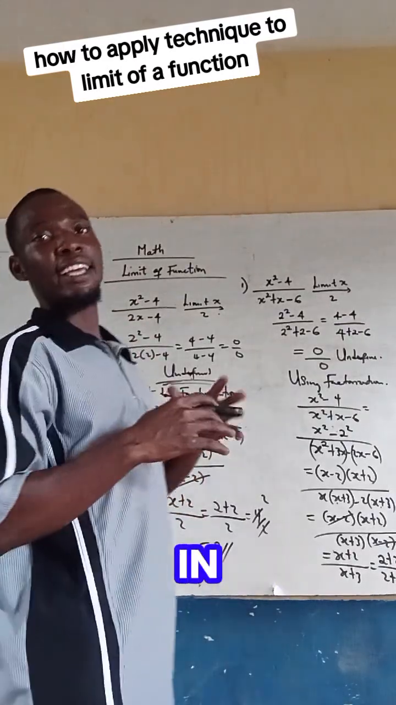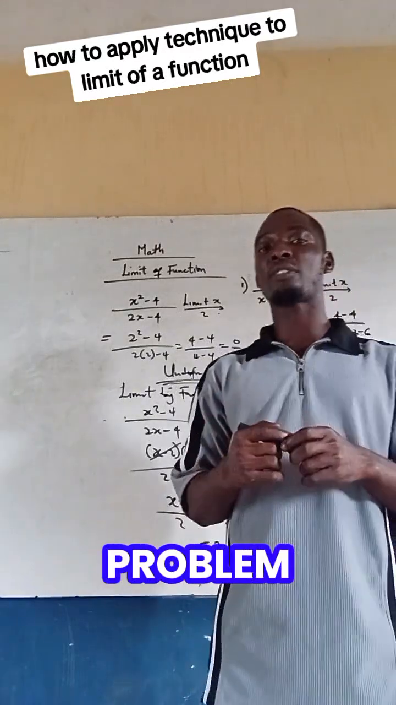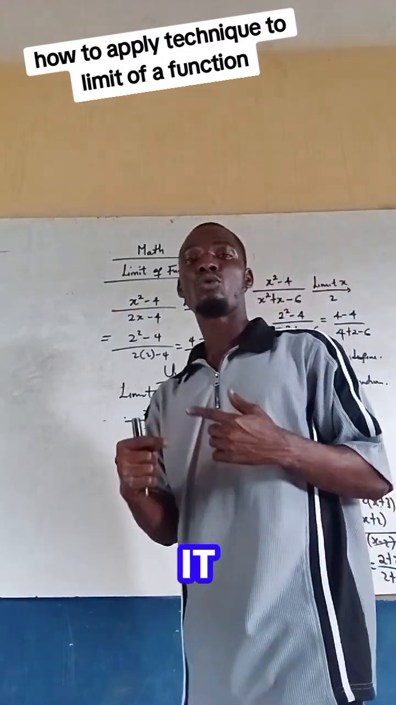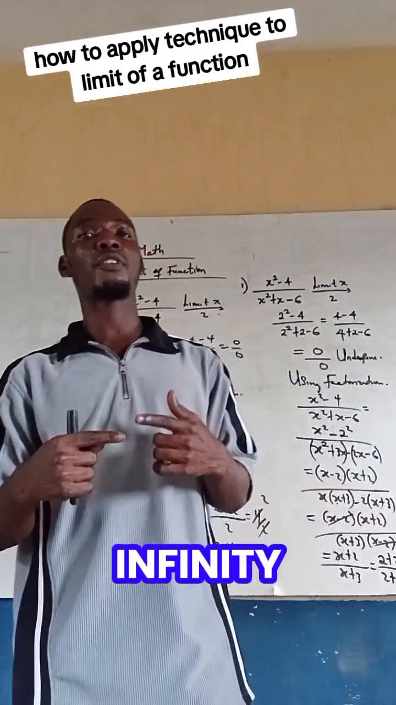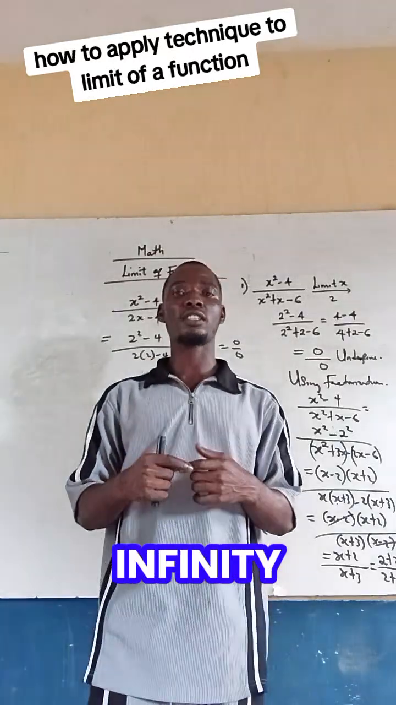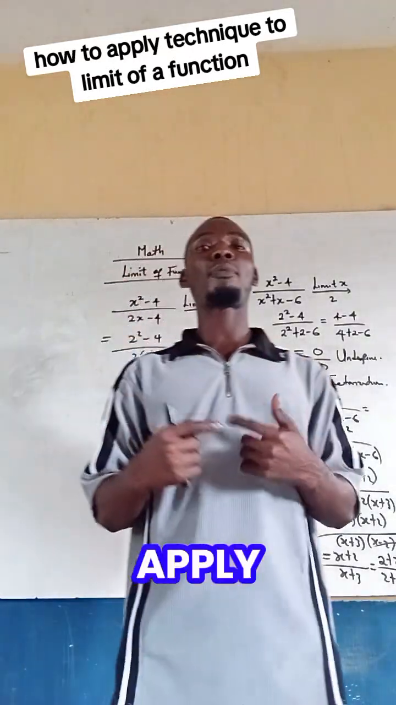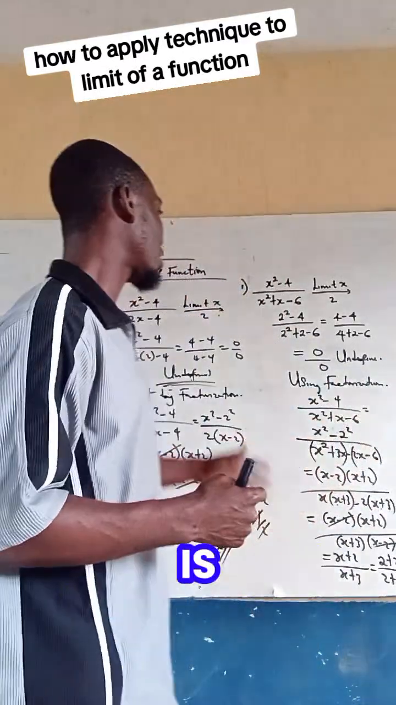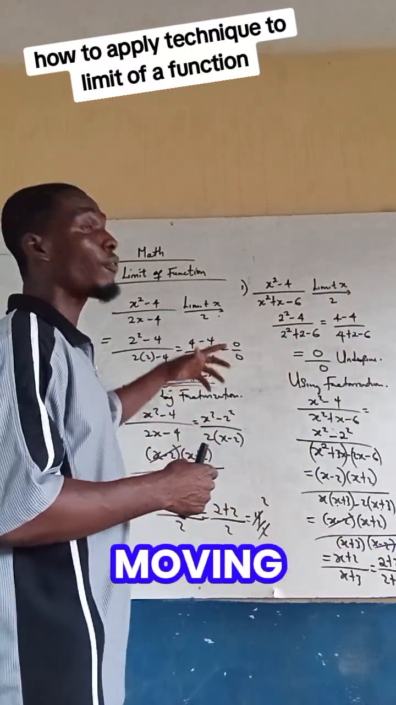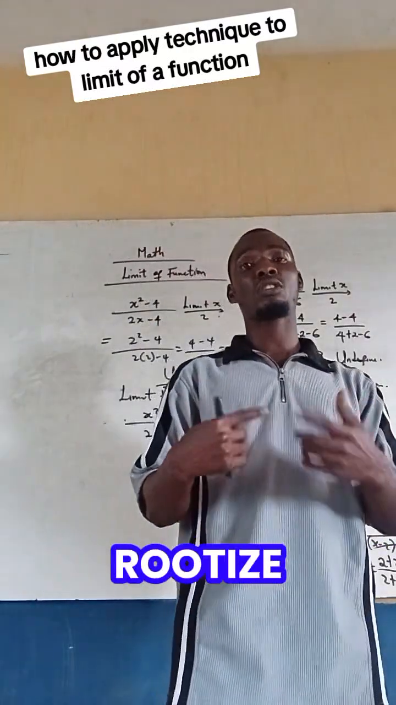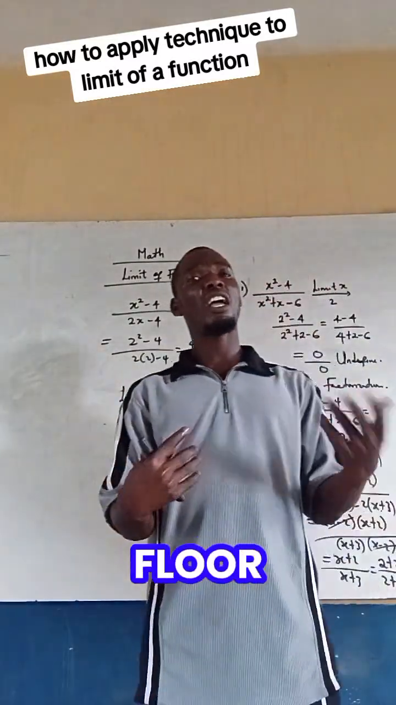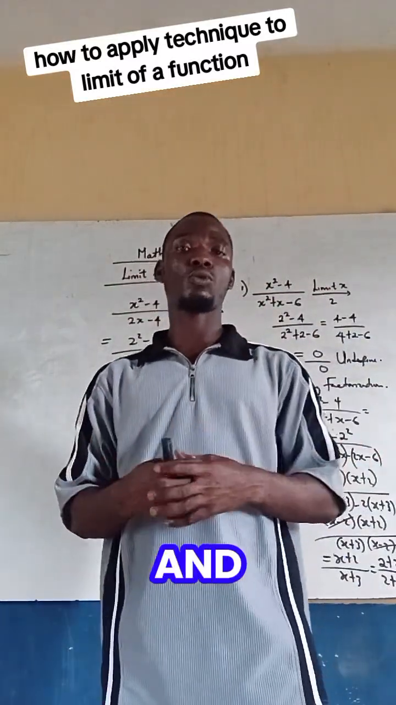So in cases whereby you are having problems or challenges on limit of function, whereby after you solve it you're having 0 over 0, infinity over infinity, or anything over infinity, you don't need to stress yourself. Apply the techniques of limits to solve it. The technique is either use the factorization method, and the one involving the root, you have to rationalize. That is called the rationalization method, or divide by the highest power, L'Hopital's rule, and so on and so forth.